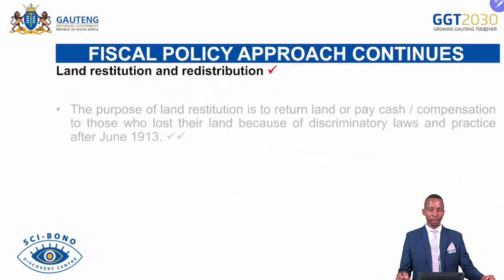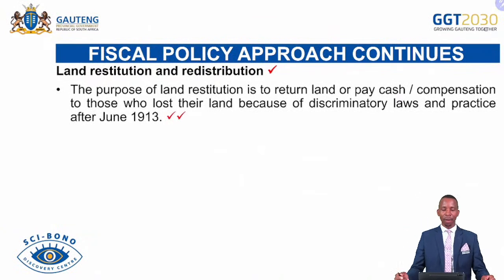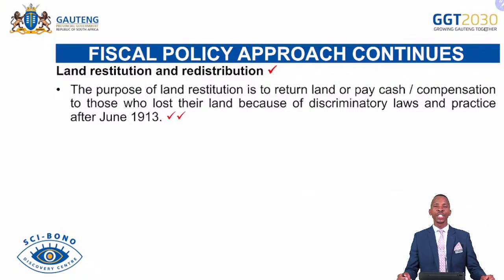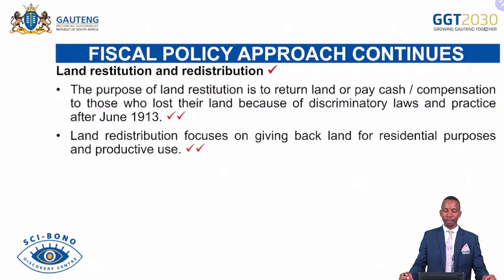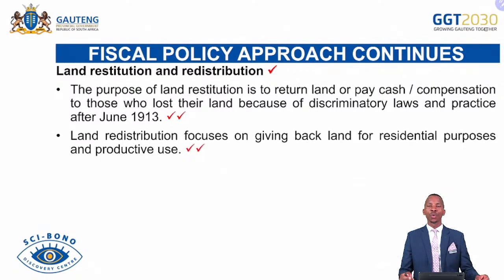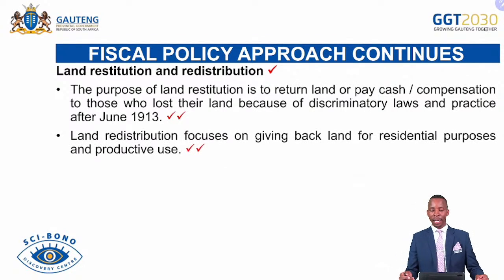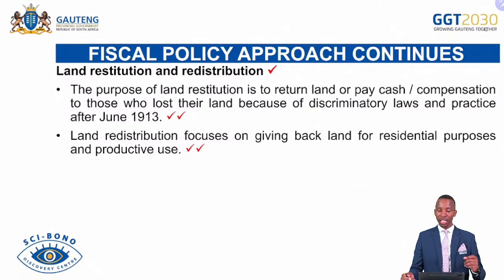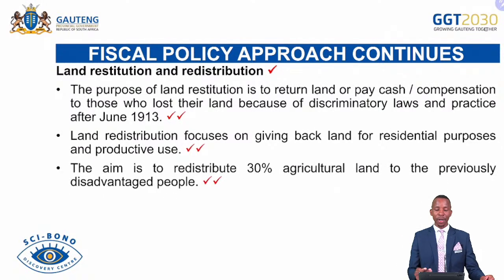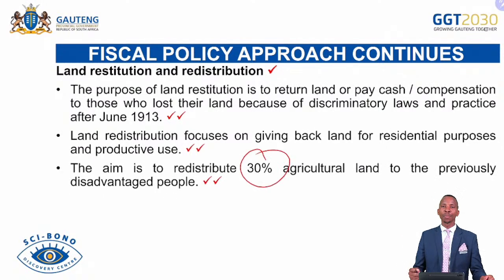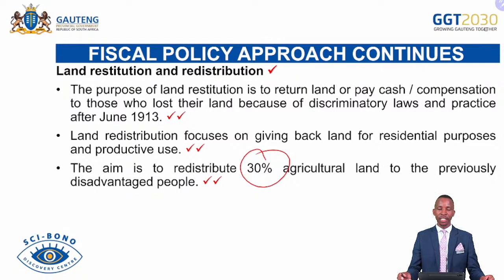Land redistribution and land restitution. Remember that land restitution refers to the compensation given by the state to people that lost their land forcefully through discriminatory laws. And land redistribution refers to giving back land to society for the sake of settlement, residential or productive use. So the government aims at making sure that land is provided back to the people, at least 30%.